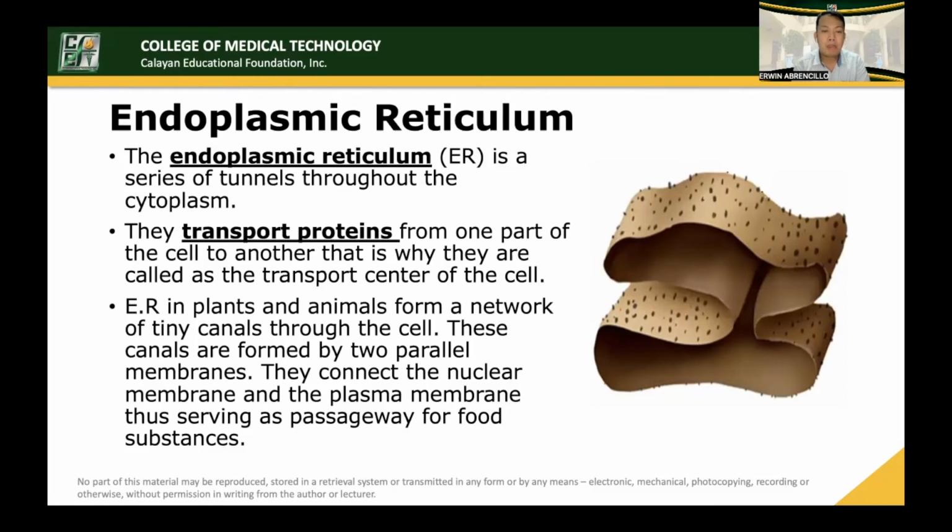These canals are formed by two parallel membranes, and they connect the nuclear membrane and the plasma membrane, thus serving as a passageway for food substances. There's a need for such a passageway because the products of one organelle may be needed in other cells. So they need to travel from one cell into another, or from one organelle into another.